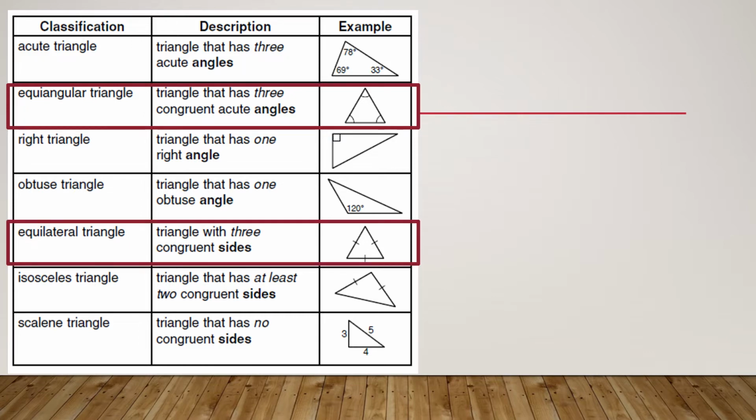Equilateral triangle is its counterpart as far as describing it by side lengths. So again, the side lengths could change, like 5, 5, 5 or 7, 7, 7. Those could all be the same, but the angles will always be 60 degrees.